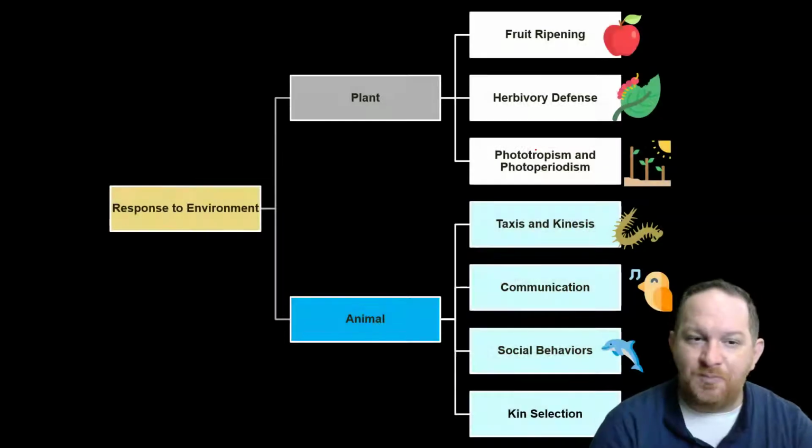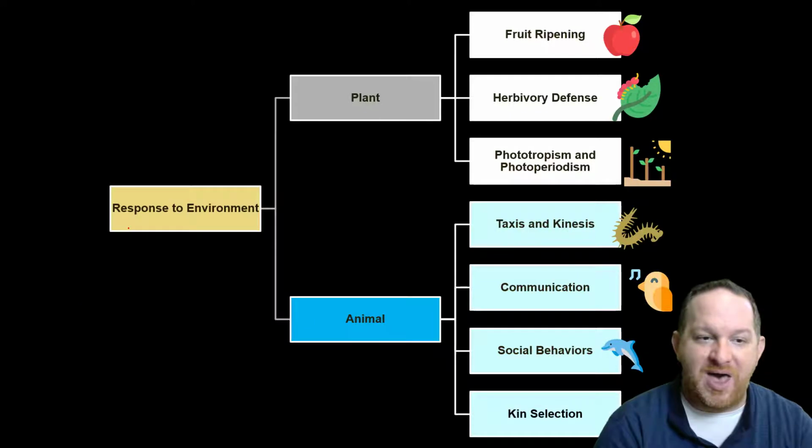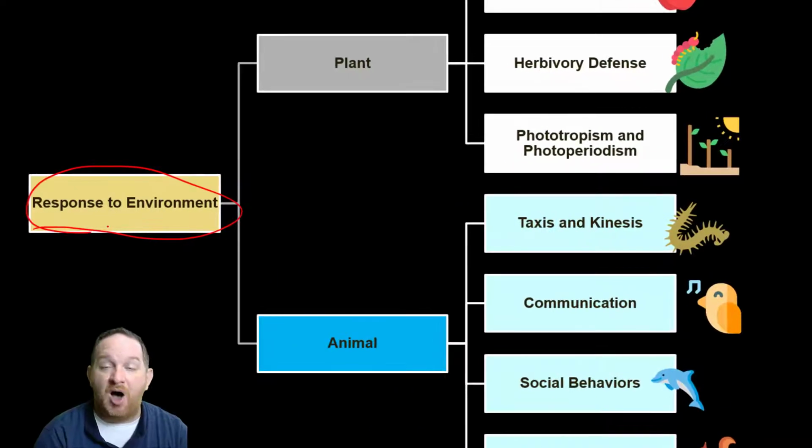So in this video, we want to talk about all the ways that different organisms respond to the environment. Now, when you think environment, don't just think the physical environment like the temperature and the plants. Environment includes everything in our environment, including the other animals. So what I've done is I've broken this into two categories. So in this video, we're going to look at plant response and animal response.